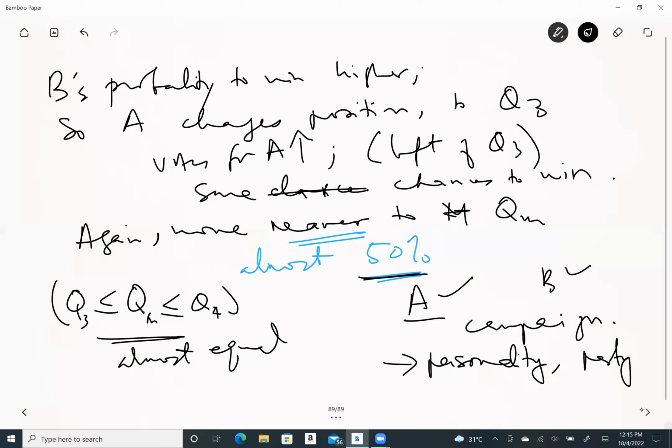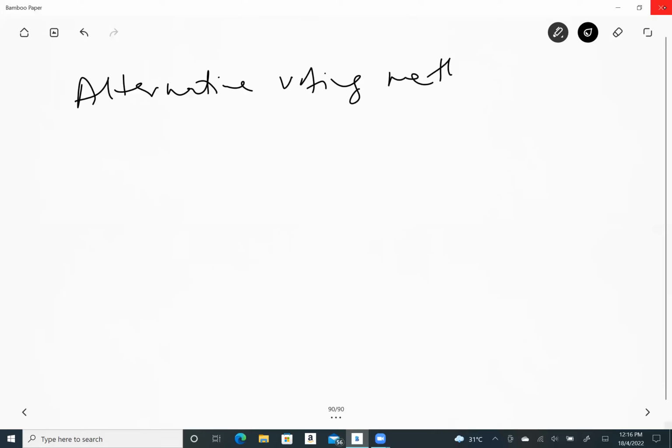Now what I want to do next is that we're going to look at another type of voting. This is called pairwise voting, an alternative voting method.